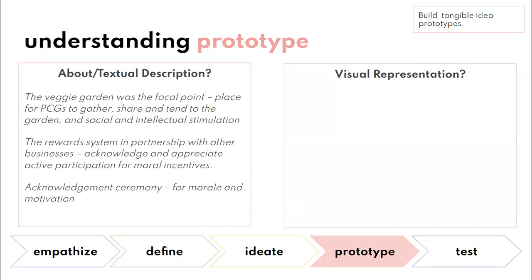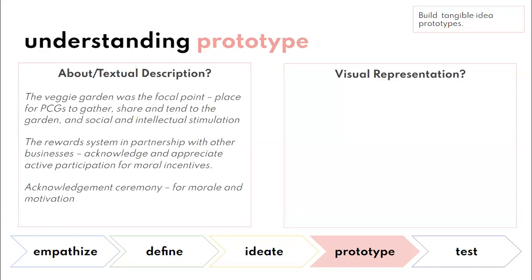Their prototype was, the veggie garden was the focal point, a place for primary caregivers to gather, share and tend to the garden, and for social and intellectual stimulation. The reward system, in partnership with other businesses, was created and proposed. And this was to acknowledge and appreciate active participation for moral incentives. And there's also an acknowledgement ceremony for morale and motivation.